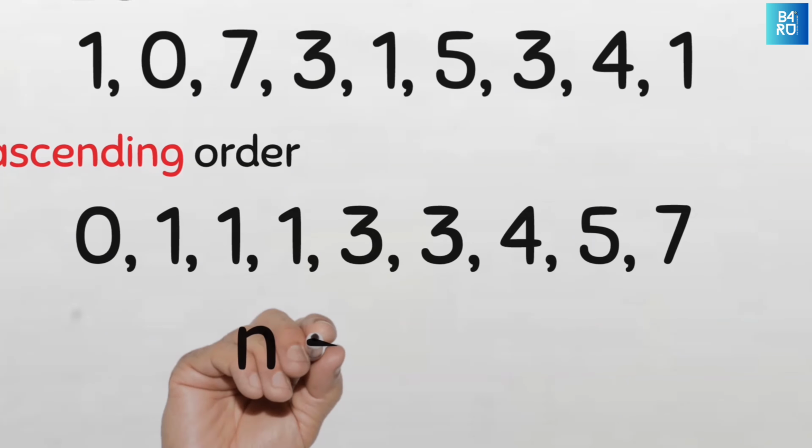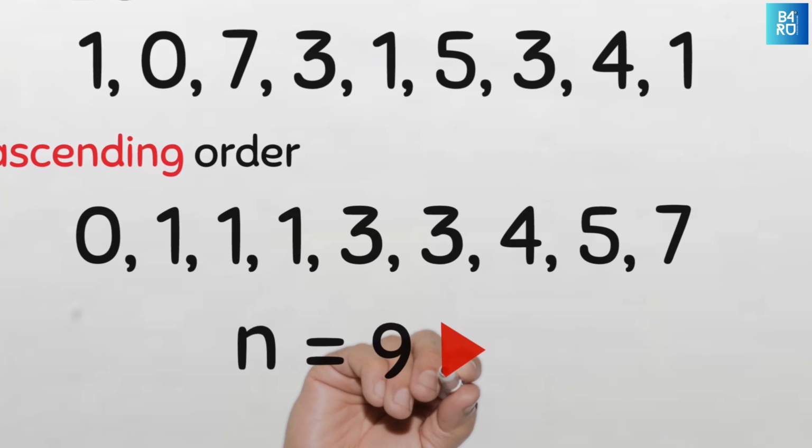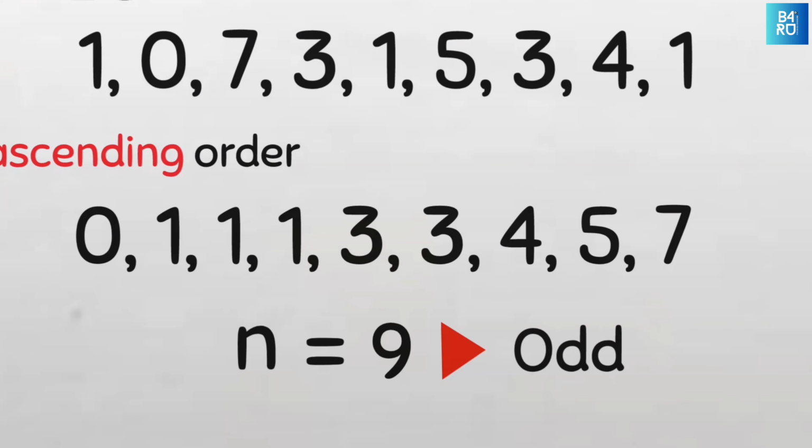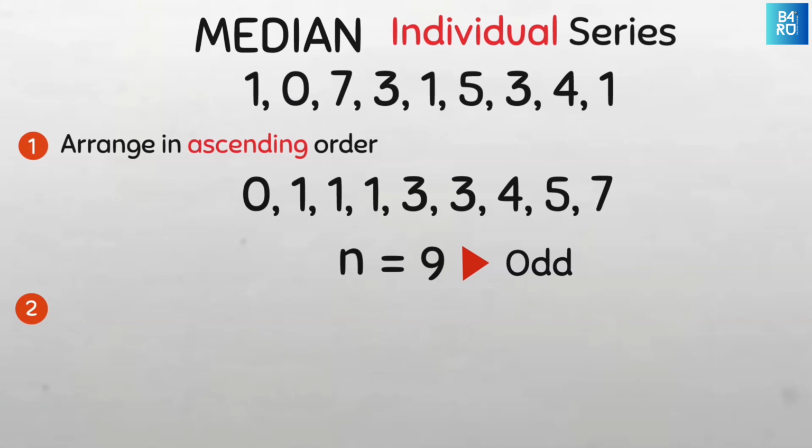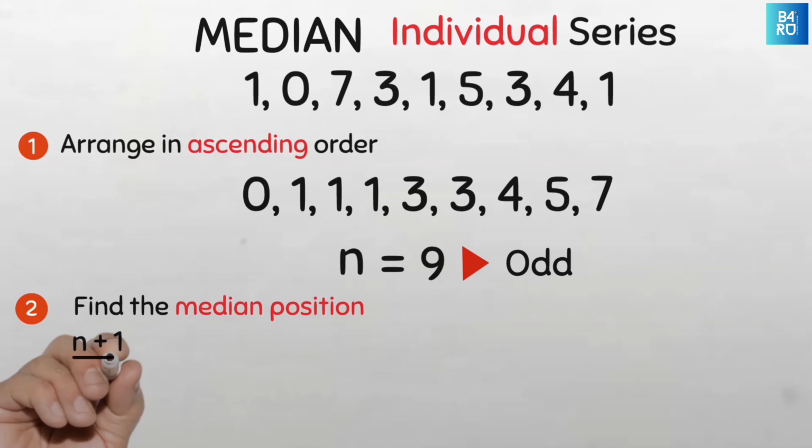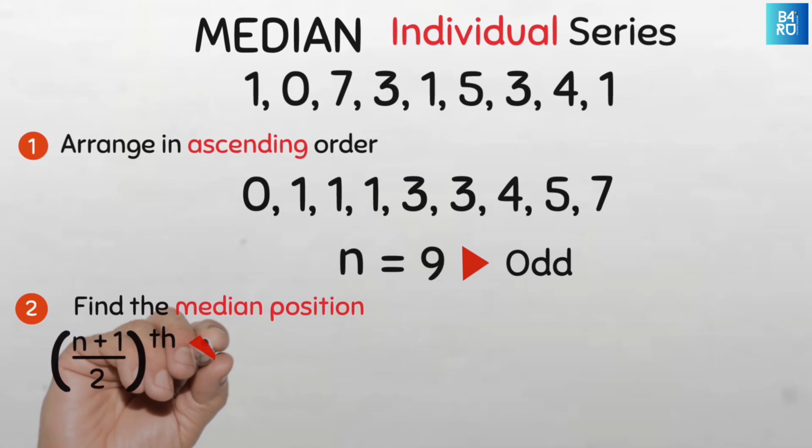So our number of data elements n is 9, and this is an odd number. Awesome. Now, because our data values are already arranged in order, it will be easy to pick out the middle value. All we need to know is its position. Well, there is a simple formula for this. The median position is given by (n plus 1) divided by 2. Notice that there is a th up here. This means that whatever we find here is just the position of the median and not the median itself.